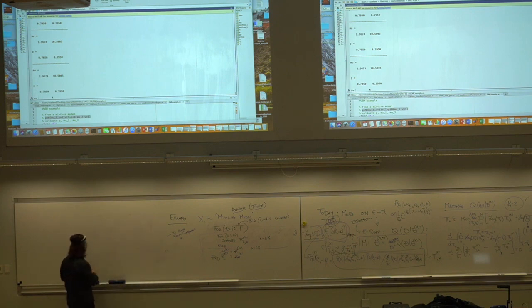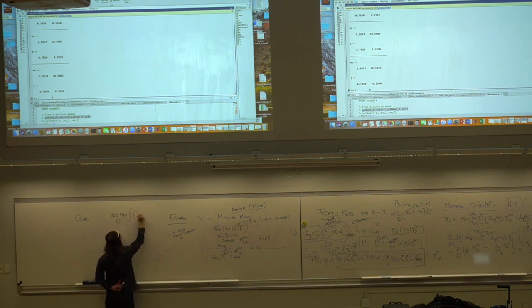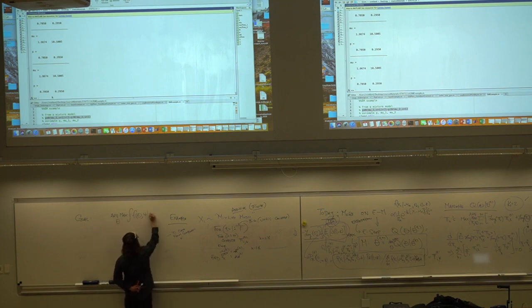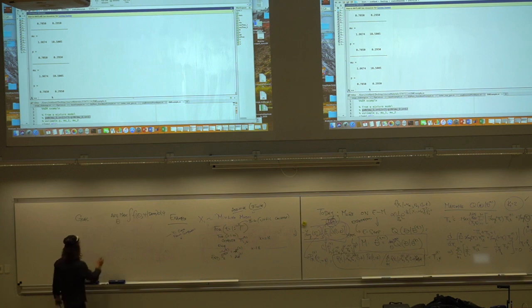So remember what our goal is. Our goal was to maximize over theta this integral, f theta psi, given my data, and I integrate over psi. So I want to solve that problem. So that's what we're doing.